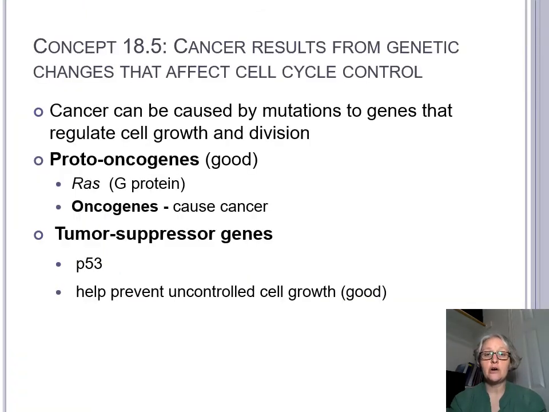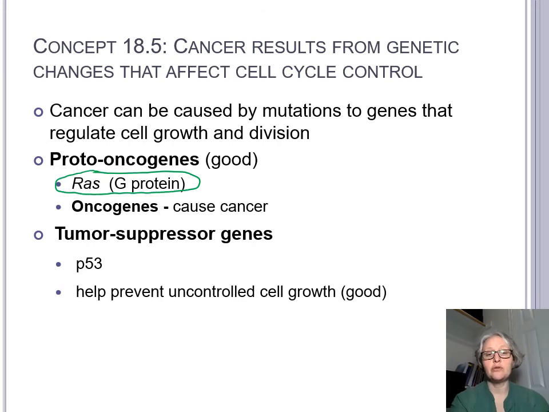Cancer is often caused by mutations to genes that regulate cell growth and division. Proto-oncogenes are genes that we all have in our body right now. They're good. We want them. One specific example of a proto-oncogene is a gene called a RAS gene. What happens, unfortunately, in some individuals is their proto-oncogenes get mutated or broken and they turn into oncogenes. Oncogenes are bad. Those cause cancer.